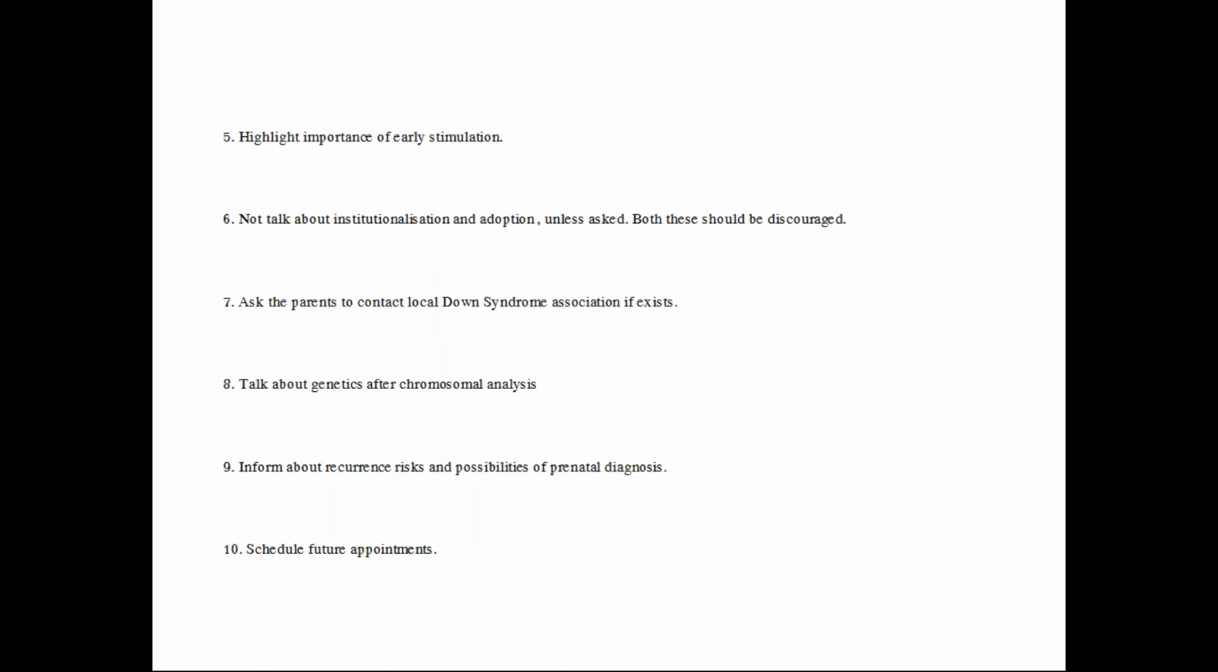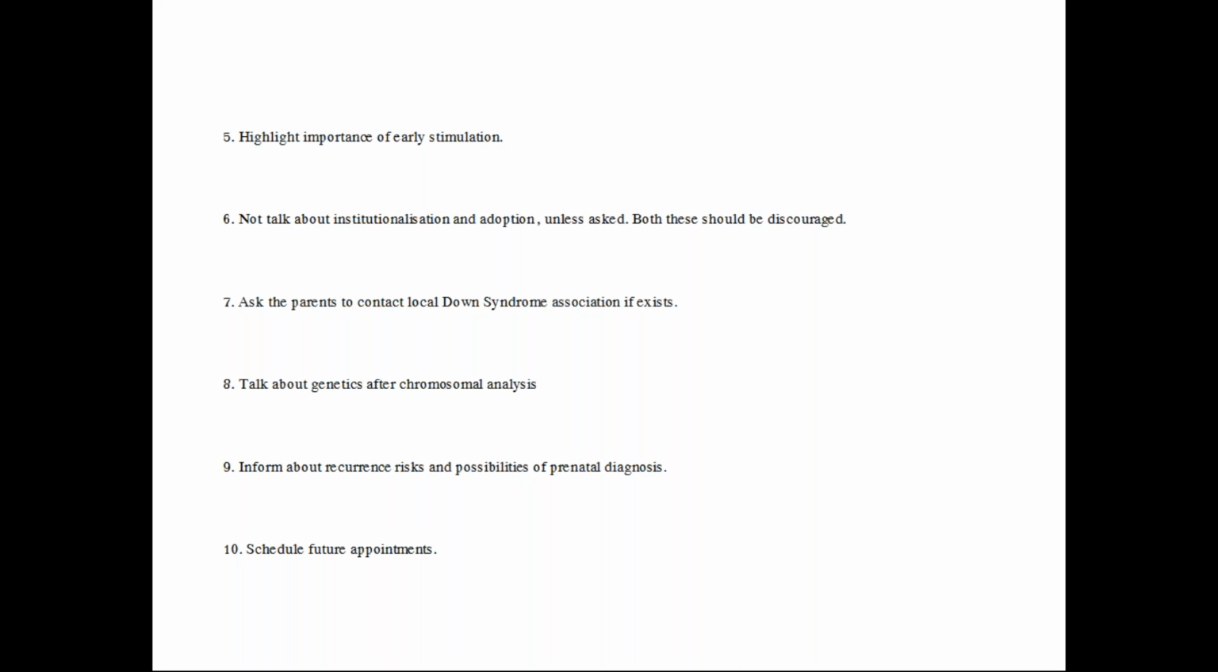Give importance to early stimulation. Do not talk about adoption or institutionalization unless asked; both of these should be discouraged. Ask the patients to contact the local Down syndrome association if it exists. Talk about genetics and chromosomal analysis if the parents are interested.